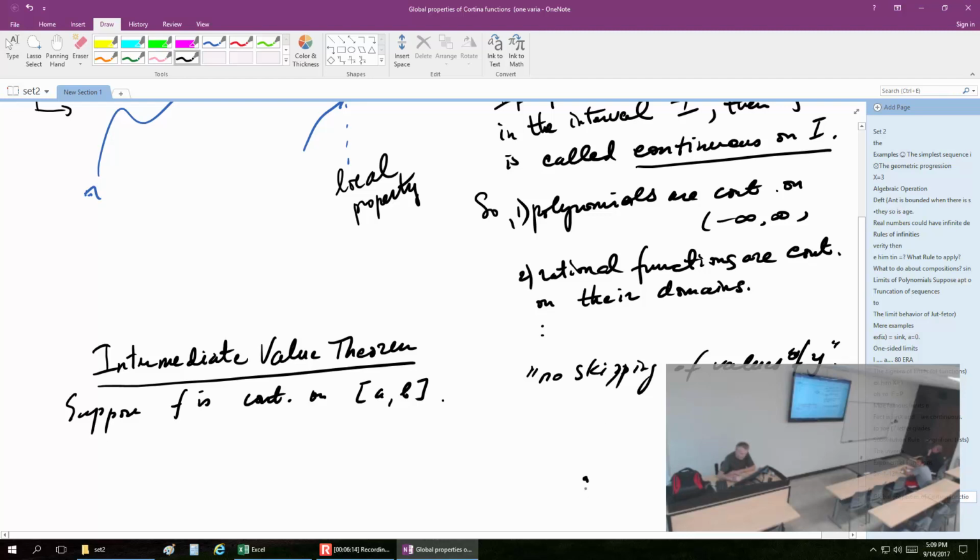So, well, let me not plot the graph of the function. Let me plot the only two values that we know for sure are there. This is a, and this is b. Then this is f of b, and this is f of a. So intentionally I do not plot the graph of the function here, because the intuition is there anyway.